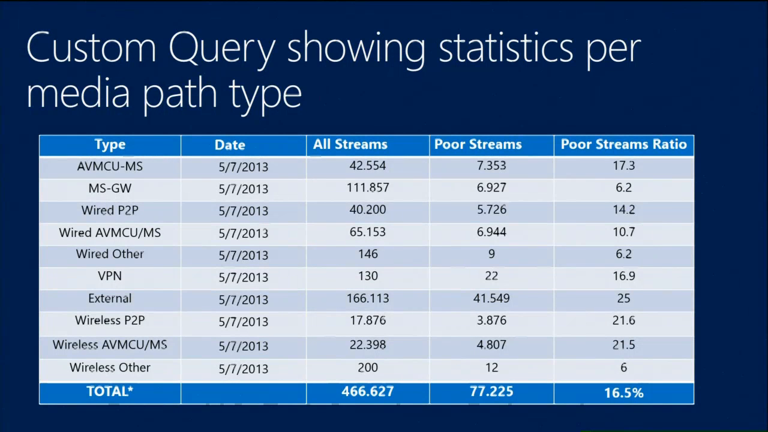So I have divided the query depending on which type of endpoint is talking to which type of endpoint. So the first one here is the conferencing server talking to the mediation server and so on. And for instance, it's wired AV MCU to mediation server. That's wired clients talking to the conference server or the mediation servers. And the idea is that you run this weekly while you fix your problems, and then hopefully you will see that the poor stream ratios go down.